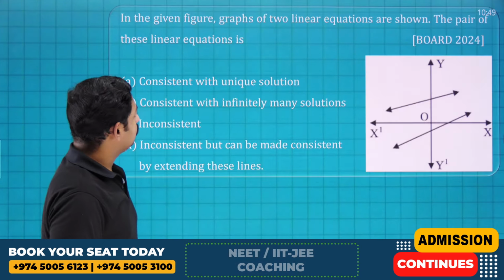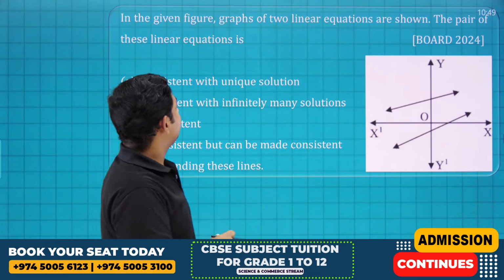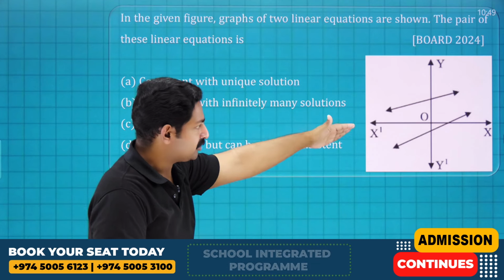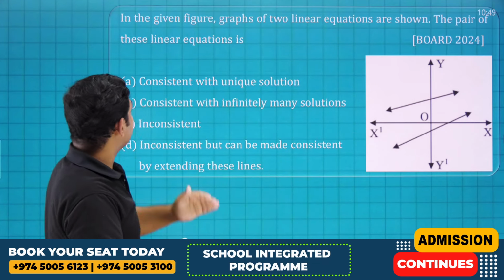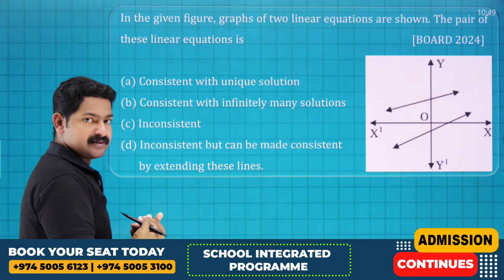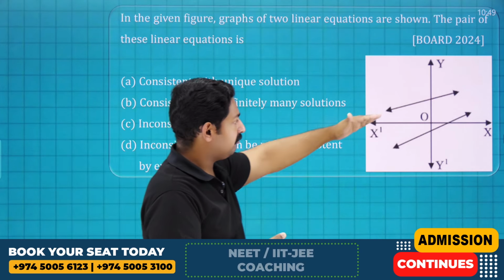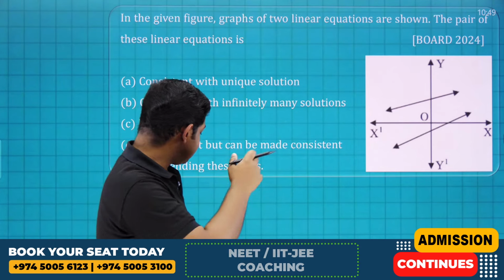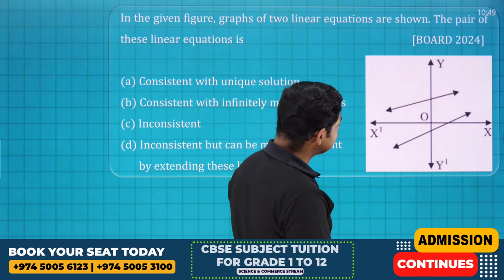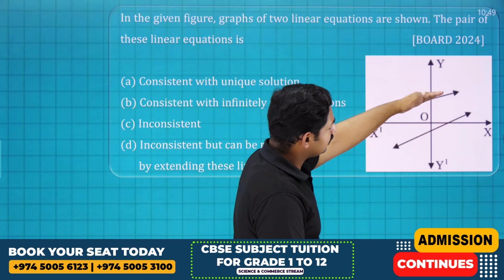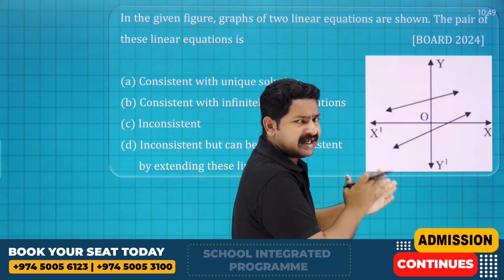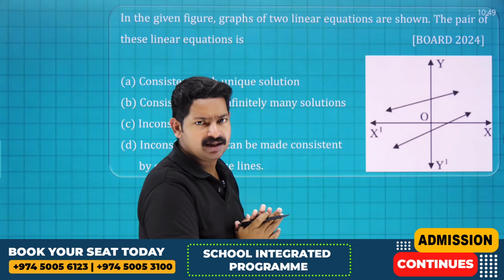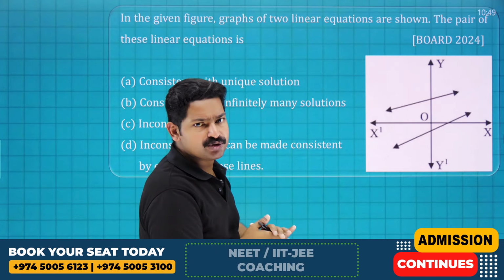Okay, so next we are moving to the next one. In the given figure, graphs of two linear equations are shown. So you can see the graphs of two linear equations, that is straight line graphs, are given. Which pair of these linear equations will be satisfying? Now by seeing the graph you can see the graphs are not parallel, right? So we can avoid the condition where the graphs are parallel. They are not parallel and the system will be having a solution.